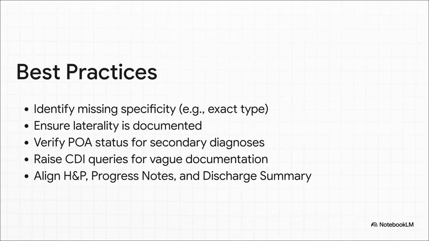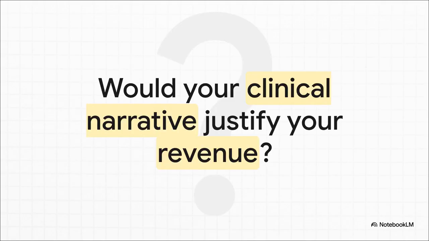Most importantly, ensure the history and physical, progress notes, and the discharge summary all tell the exact same clinical story. Undercoding loses revenue, and upcoding triggers audits. You have to thread the needle. It's a high-stakes puzzle, guys. Every single word a physician writes translates into a code, which translates into a DRG, and ultimately becomes the lifeblood of the hospital's financial health. So, I want to leave you with this to chew on. If your facility's documentation was audited today, would your clinical narrative accurately justify your revenue?